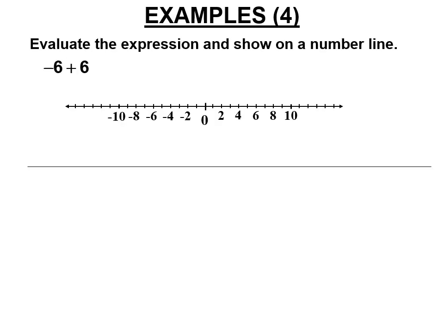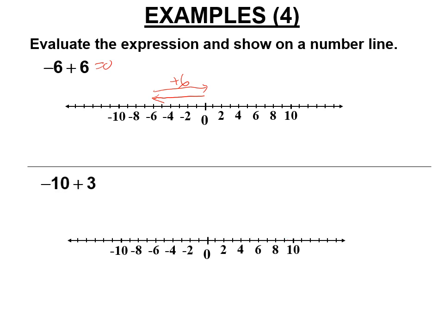All right, negative 6 plus 6, we know the answer is 0. So we start at 0 to get to the first number. And then adding 6, whoops, let's be a little neater, gets us right back to where we started, 0. Negative 10 plus 3, you draw your first arrow to negative 10. And then negative 10 plus 3 is negative 7. You go 3 spaces backwards, and you're now at the answer, negative 7.